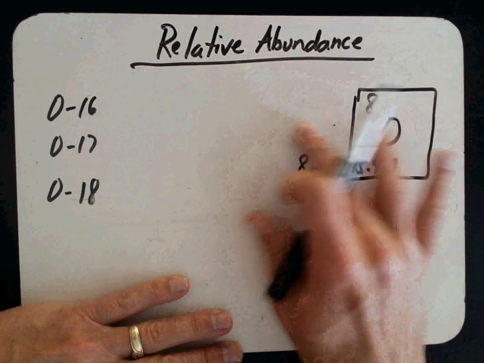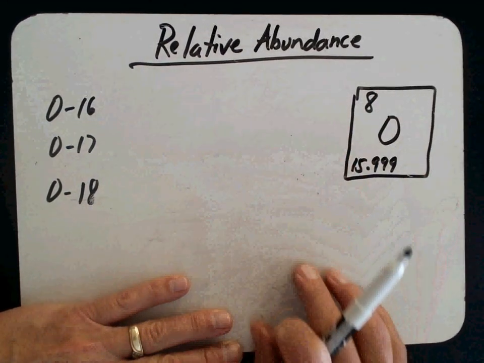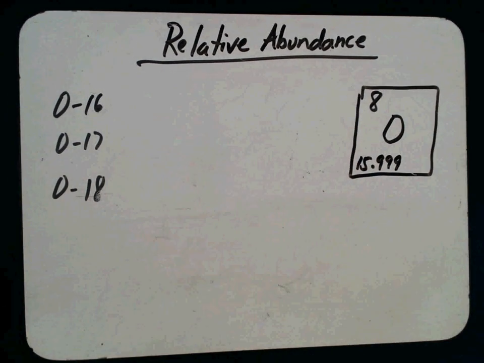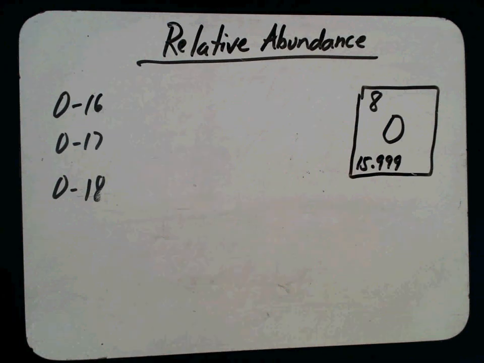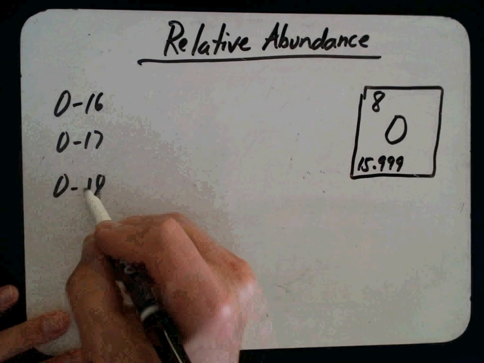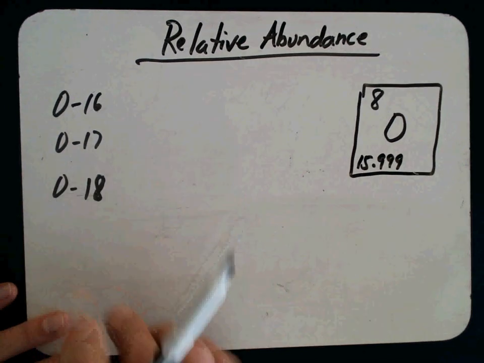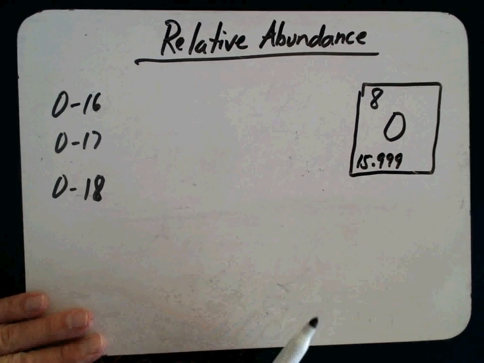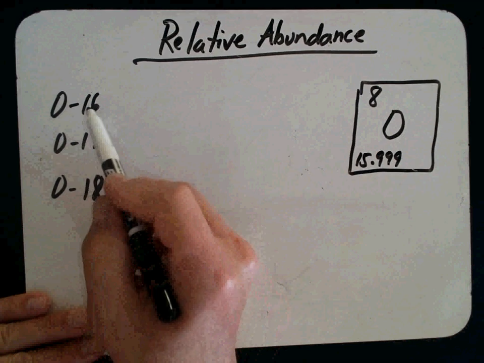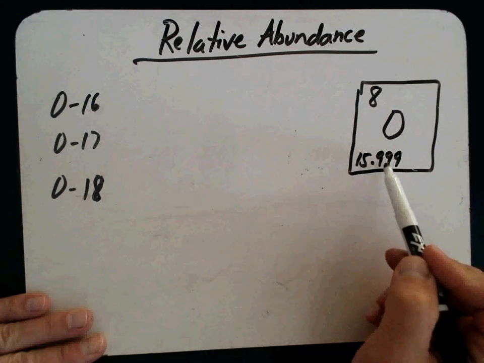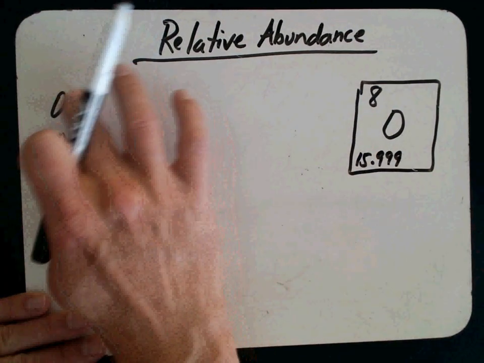Now, scientists have been studying elements for a very, very long time. And they know that, for example, in the case of oxygen, there are 3 versions of oxygen. There are oxygen 16, oxygen 17, and oxygen 18. Now, the most common oxygen in the world is oxygen 16. Why? It's the closest to that decimal. So if you actually wrote it like this, that would be fine.